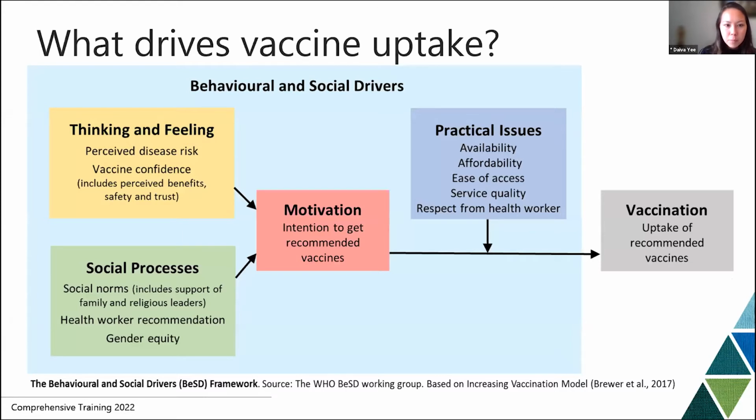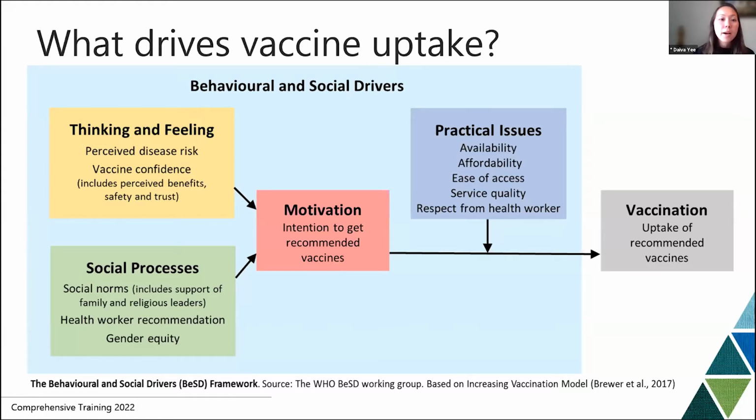Next slide, please. And you may be familiar with this framework. You might have seen this before, but this is a framework that was developed by the WHO BeSD working group. It's the behavioral and social drivers of vaccine uptake. And so you'll see here in the yellow box what people are thinking and feeling, like their perceptions of disease risk, their confidence in vaccines, which includes their perceived benefits, safety, and trust. So all of those thinking and feeling pieces, coupled with social processes like social norms, healthcare worker recommendations to get vaccinated, and gender equity, work together towards getting someone motivated to get vaccinated or intending to get recommended vaccines. However, motivation alone does not lead to vaccination.